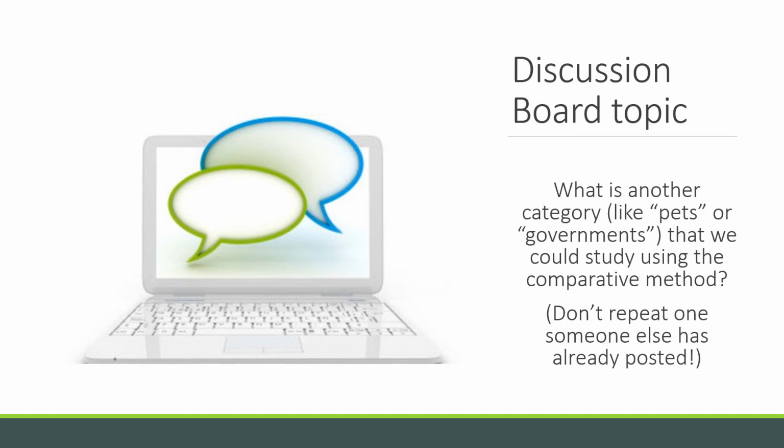Here's a topic for the discussion board this week. Each of you should post another category, similar to pets or governments, that someone could study using the comparative method. It can be a very simple one. It doesn't have to be anything related to politics. And then you should think of a few bases of comparison for your category, just like we did with pets on one slide or governments on the other slide. I'll start us off with one category and then you guys can take it from there. Just be sure not to repeat one that someone else has already posted.